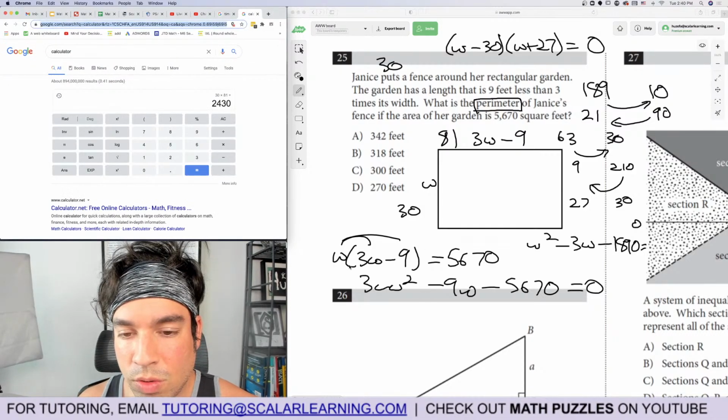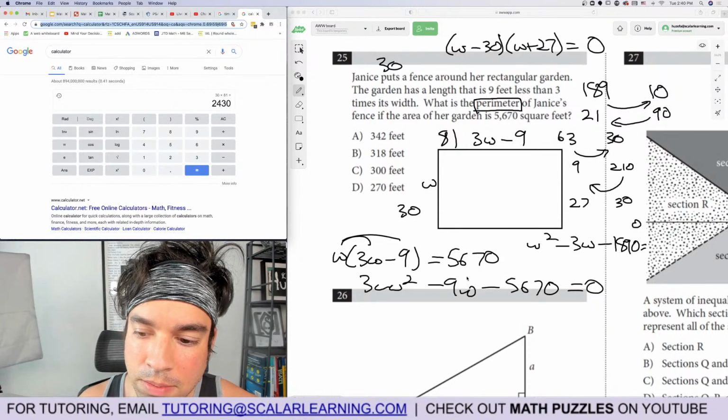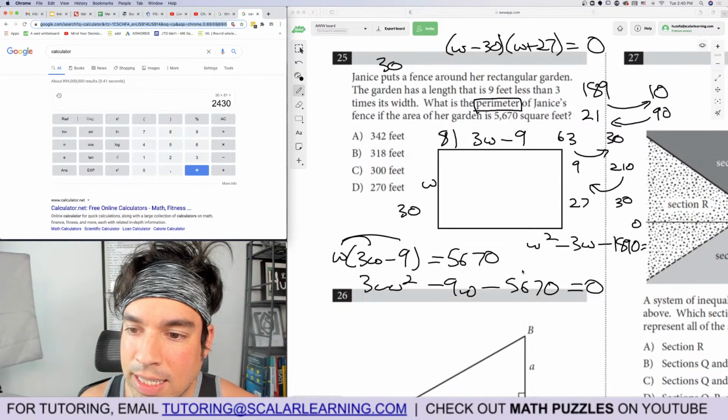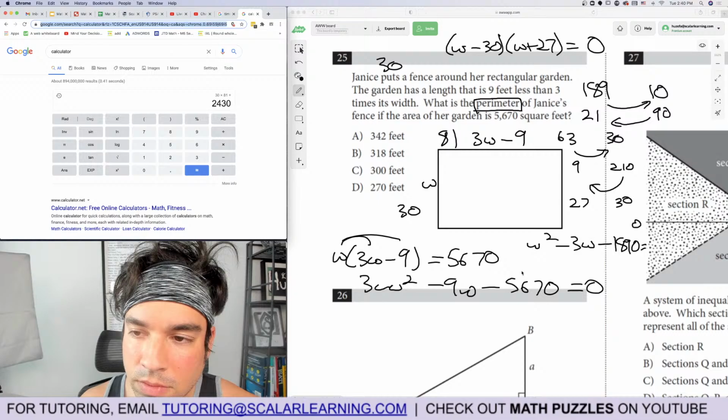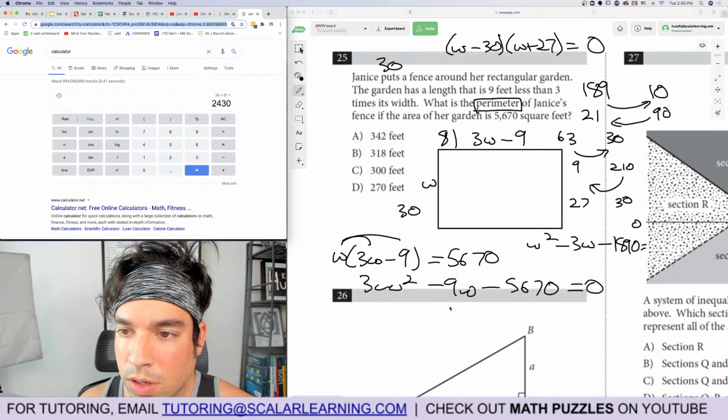So we got W. The area of a garden is W. So it's 3W squared minus 9W minus 56780 equals 0. And then I divide everything by 3, and I got 1890. So I got the width is 30. 81 is 211. Sorry, 111. 200. Yeah, it doesn't work. Okay, hold on. What did I do wrong?